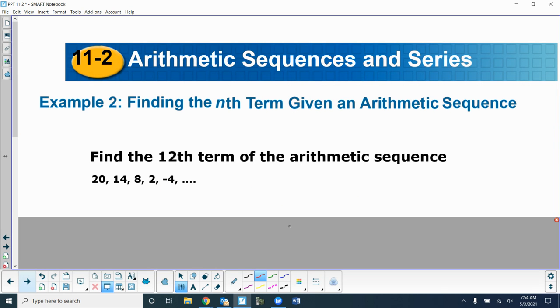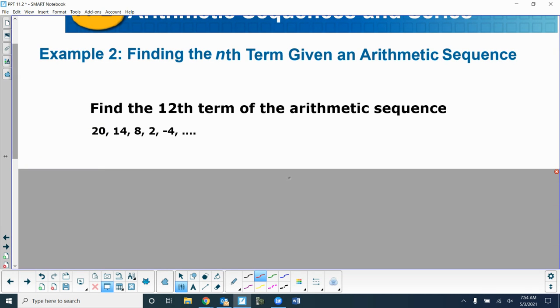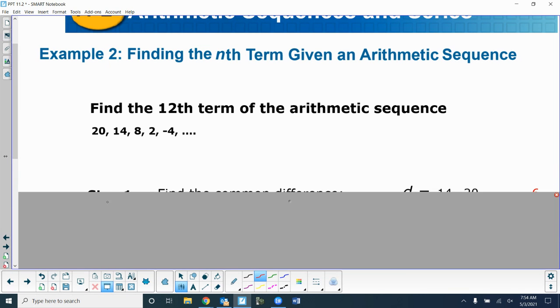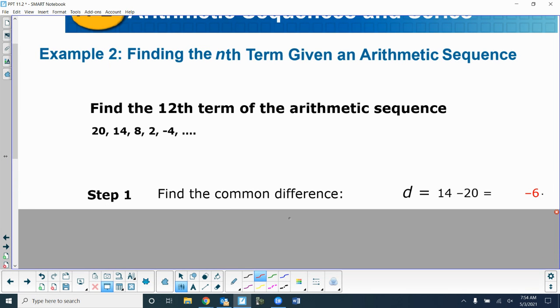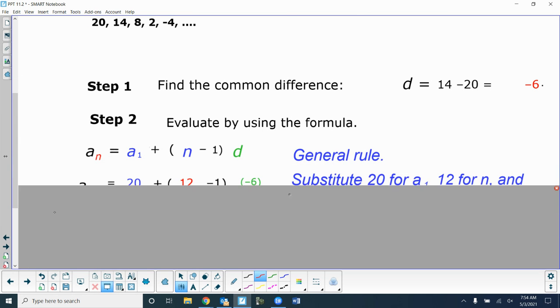So we're looking for the 12th term. Well, the first thing you have to do is figure out D. To figure out D, you just go second one minus the first one: 14 minus 20. It tells you it's arithmetic, so you know it's going to have a common difference. Then we just plug in 12 for n, and we'll put 20 in for A1 because that was the first one. So we'll plug into the formula.